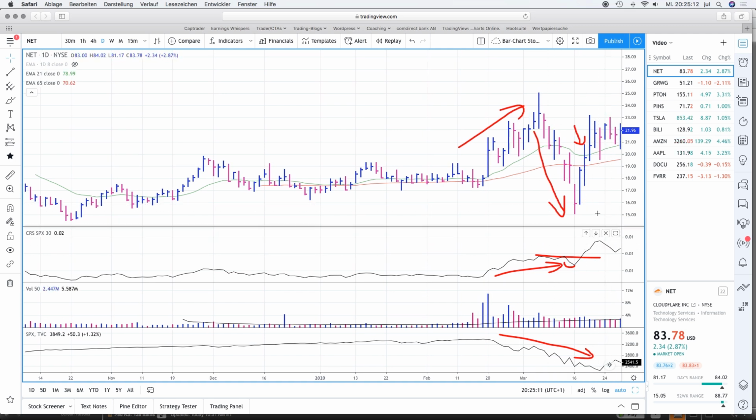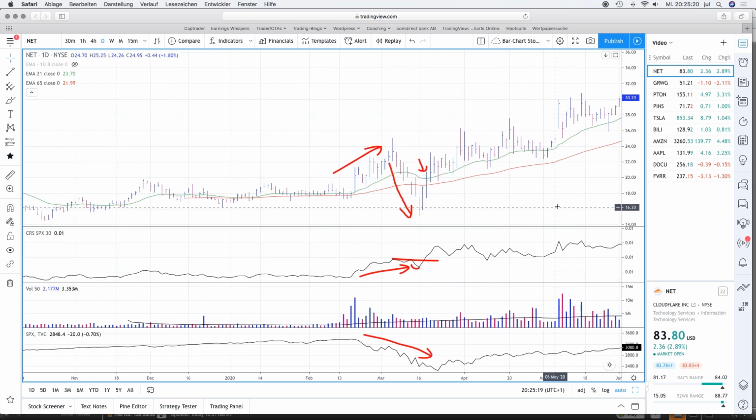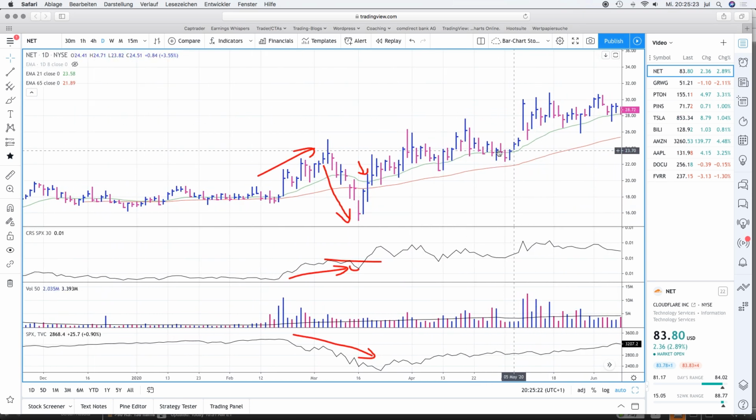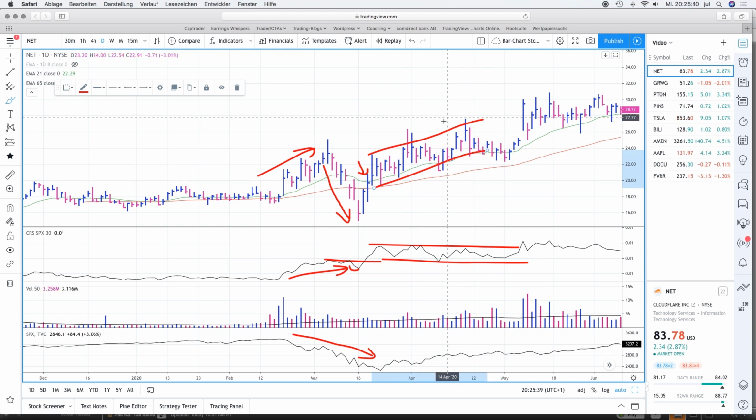Then there was a very short period of underperformance, and then the stock slowly turned up to the upside and went higher. And then you can see here that, for example, the RS line was going more or less sideways, while the price was going up a little bit. So it was more an upward consolidation here, and that's always a sign that the stock is underperforming the indexes a little bit.